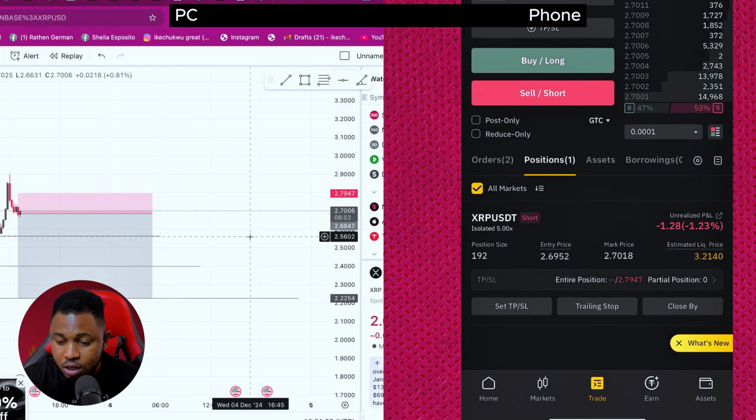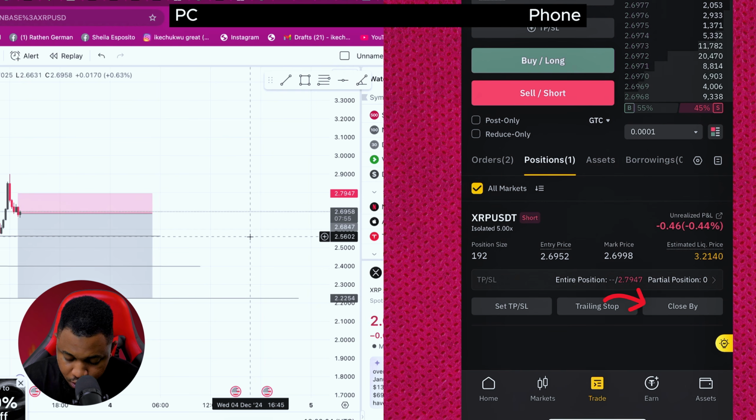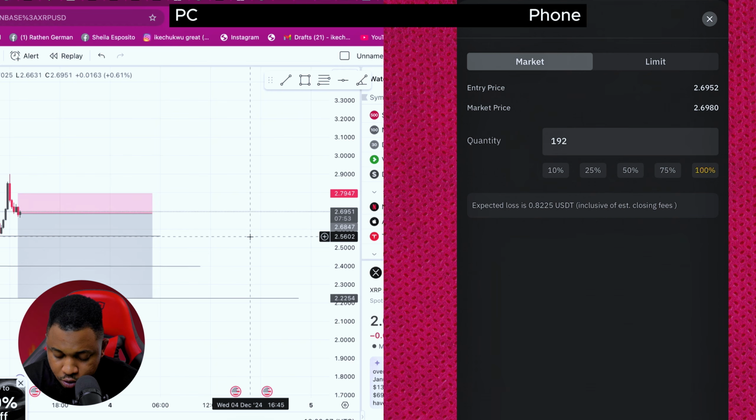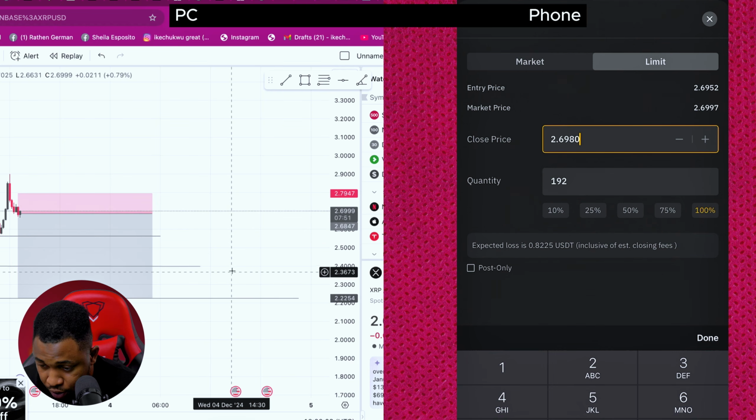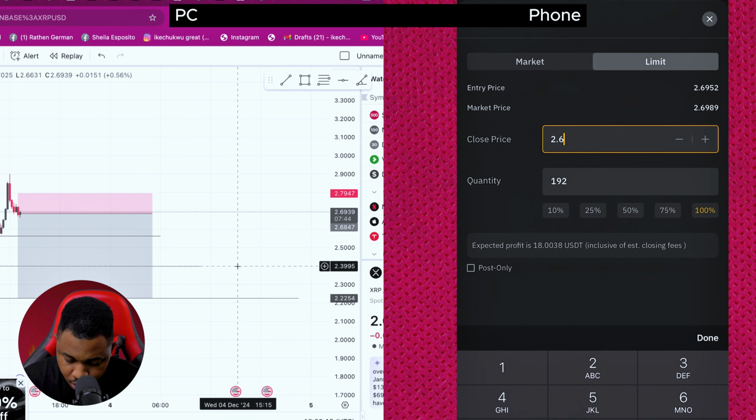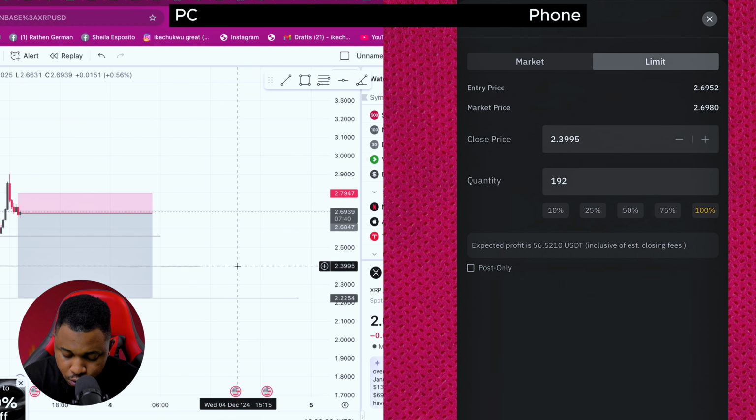Now you can select 10%, 20%, 25%, depending on you. I'm just doing 50% as an example. I'll click on close by again to set TP2. Click on limit. What is the second TP? Our TP2 is 2.3995. So I'm just going to type 2.3995. And how many percent do you want to close? I want to close 25%.